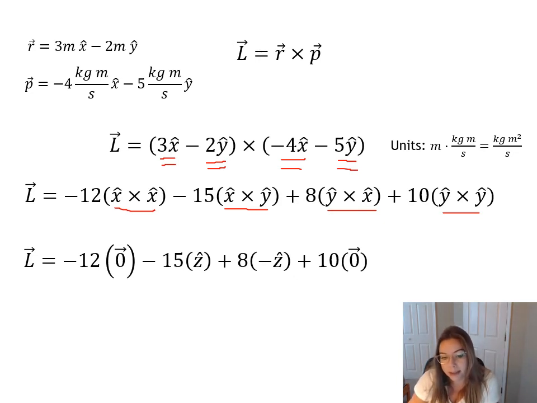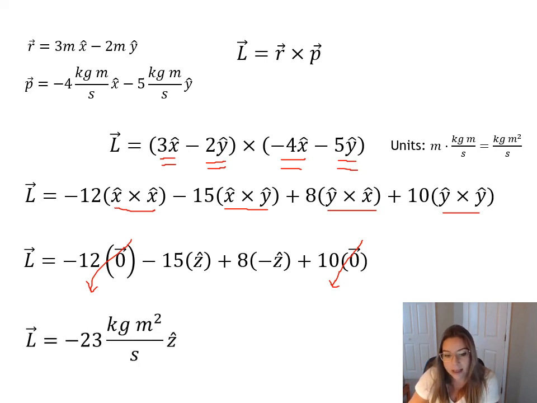So simplifying that together, this term is going to die because the zero vector times anything is still the zero vector. I have a negative 15 z hat and a negative 8 z hat. Altogether, I have negative 23. I'm going to bring back my units here. Kilogram meters squared per second, z hat. So there's my final answer.